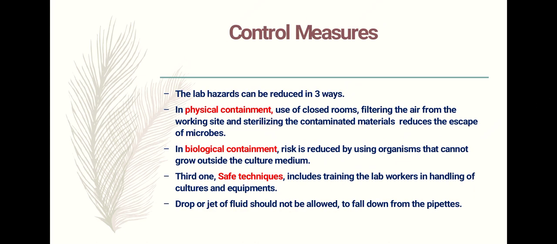So how we can control this? The control measures can be carried out in 3 ways. First one, physical containment, that is we can use the closed rooms, also filtering the air from the working site, as well as sterilizing the contaminated material, so that will reduce the escape of microbes. And second one is the biological containment. In this, the risk is reduced by using microbes that cannot grow outside the culture medium. So we have to select the culture in such a way so the risk can be reduced.